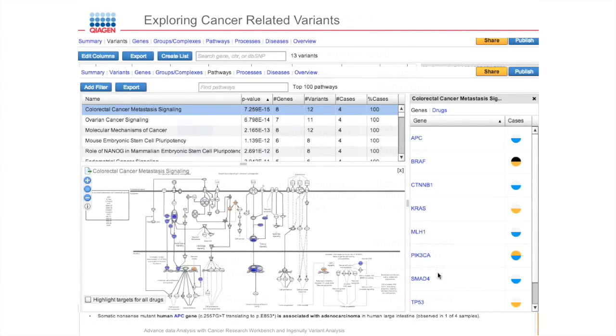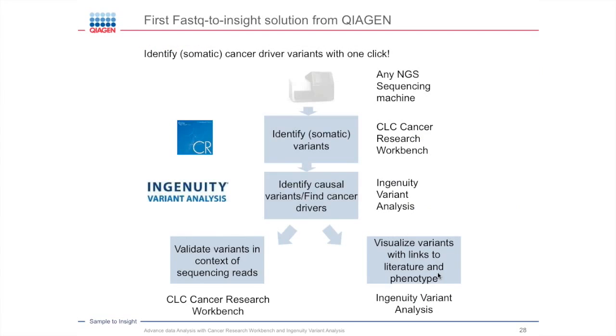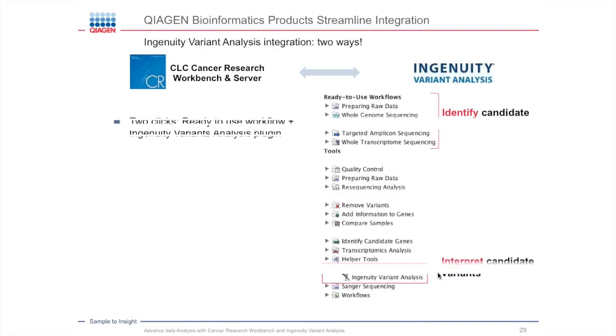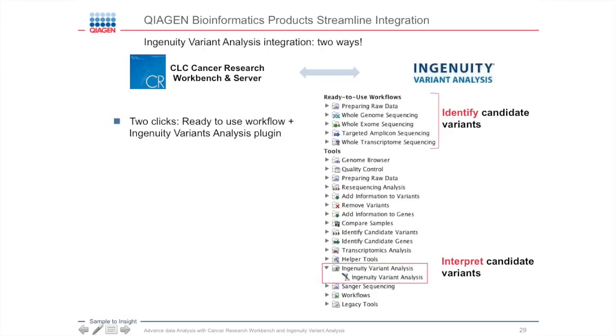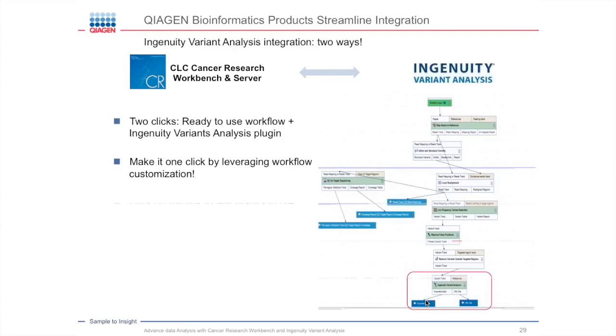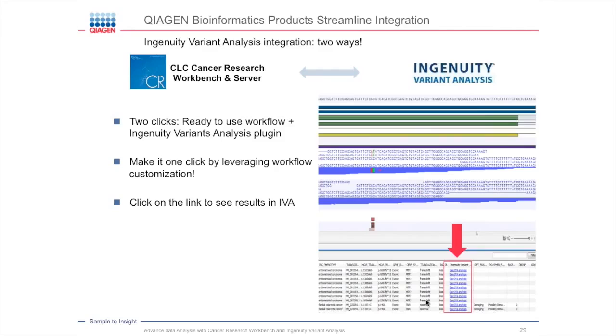Oops, I'm sorry. For some reason, my computer is slower. The way you do that integration is, as I showed you in summary, essentially you identify the variant using those workflows. You can use the plugin to send the data into variant analysis. You can also create a workflow and add that, so it's automatically doing it from the beginning to the end and sending it to variant analysis.